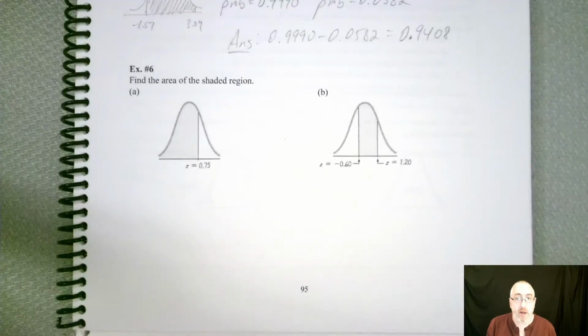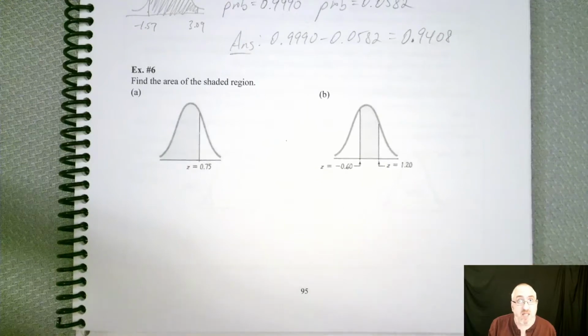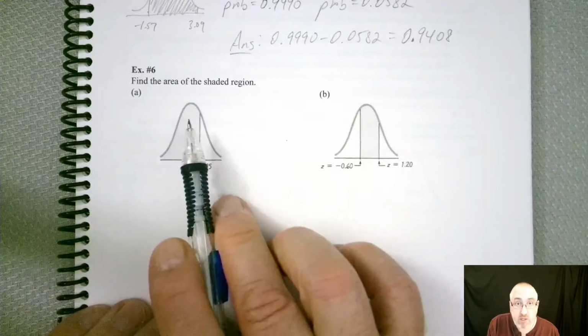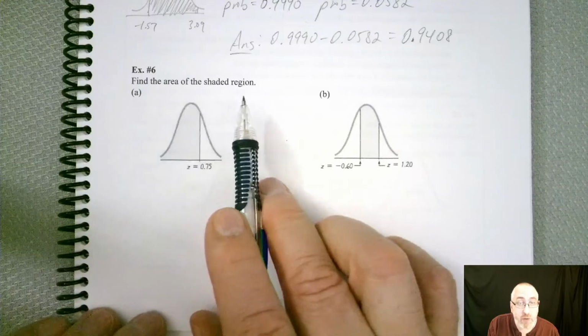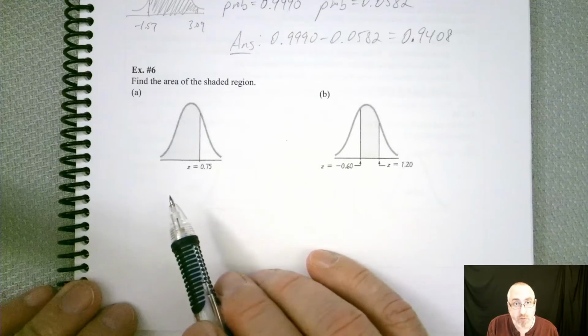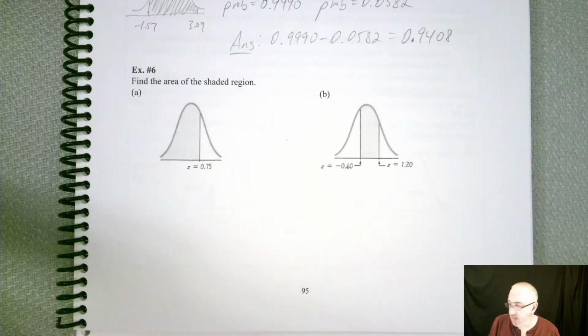All right, so now that we have an understanding of the three different scenarios for finding probabilities for a normal distribution, let's take a look at some examples. These questions just want you to find the area of the shaded region. We're making the assumption that the bell-shaped distribution is a standard normal distribution, so the area is equal to 1, so we can use our tables.